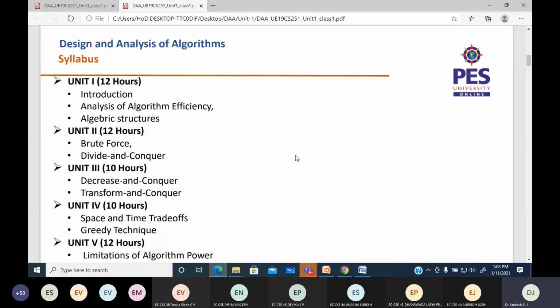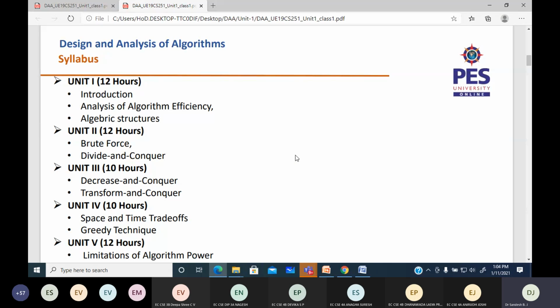In unit 3, we will see a technique called decrease and conquer. In decrease and conquer, the problem could be decreased by a constant factor, and you can do a variable size decrease as well. So you decrease the problem using three different variants, then you find the solution for the same. In transform and conquer, you will transform the instance of a problem and you will find the solution.